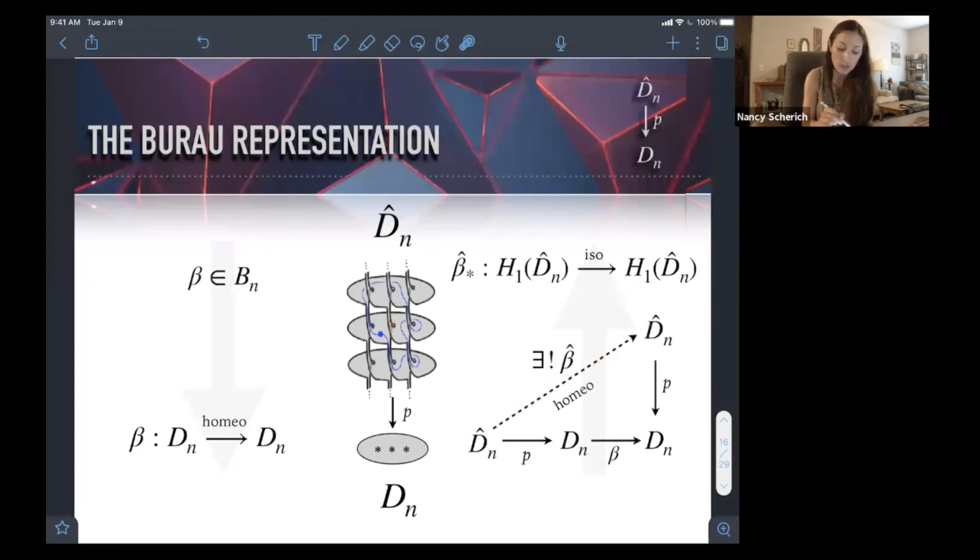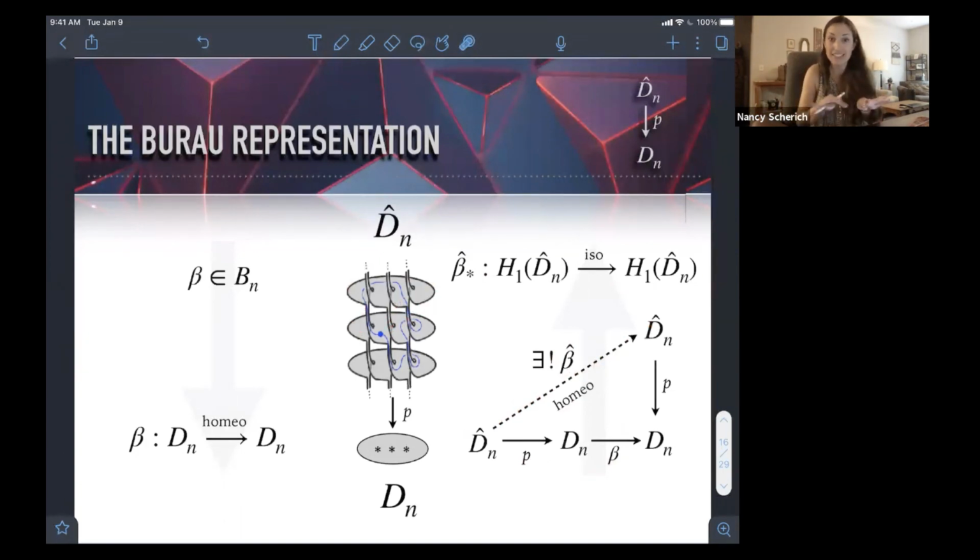And if you have a homeomorphism on your space, then it induces an isomorphism on your homology. And this isomorphism on the homology, that's how you view a braid as acting on the homology, which is the representation. That is giving us the representation.